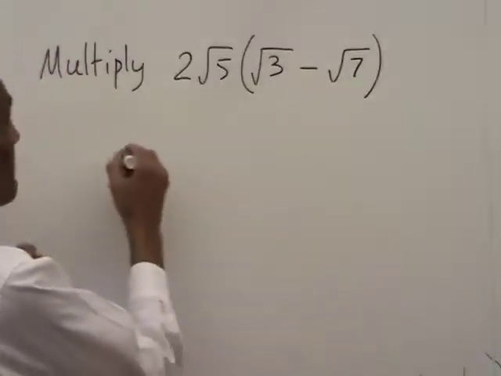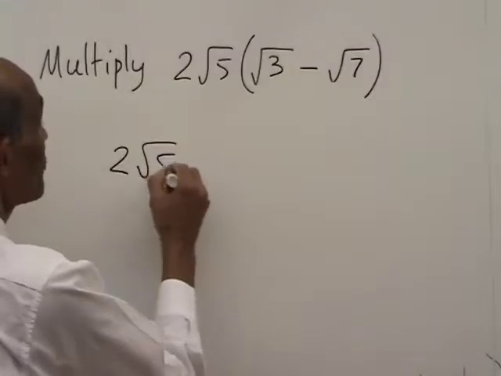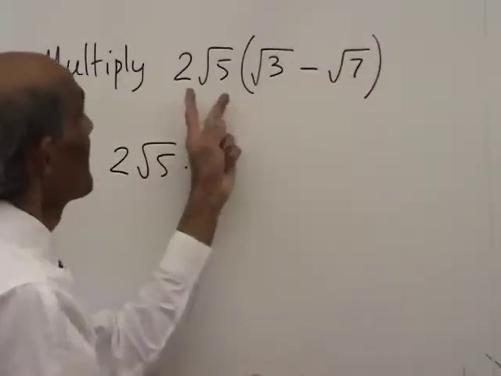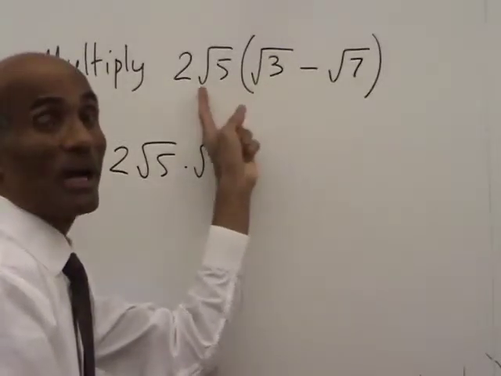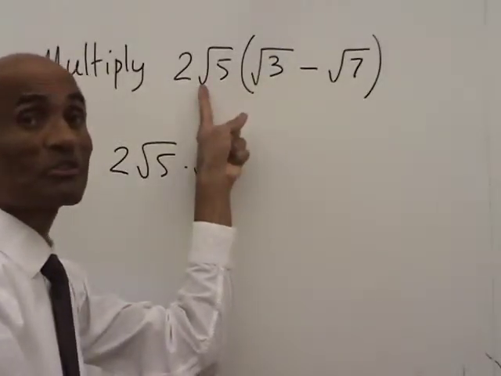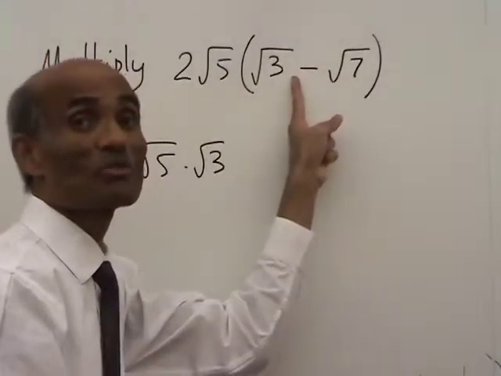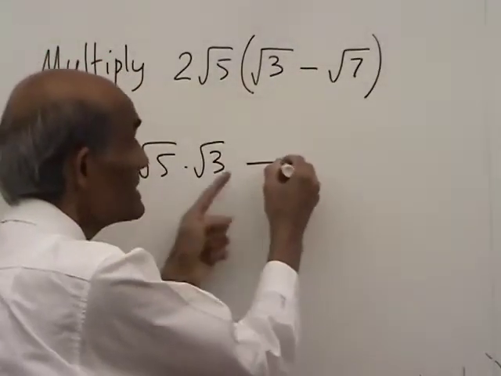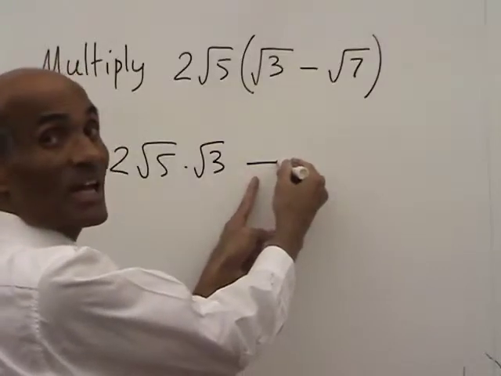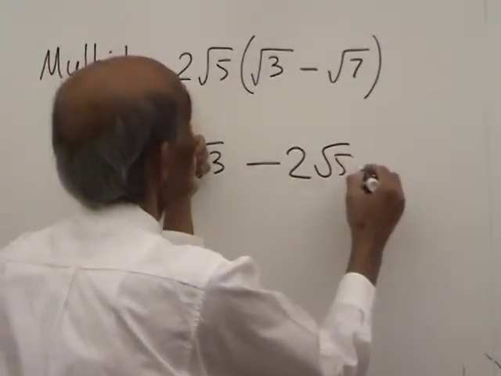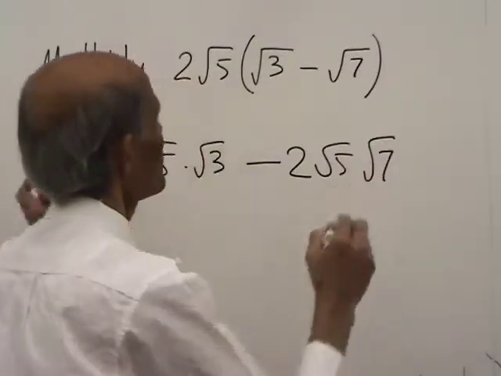So, it will become 2 square root 5 multiplied by square root 3. That's the first term. And now you are multiplying positive 2 square root 5 by this negative square root 7. The answer will be negative. So I'm going to put that negative sign here. Minus 2 square root 5 times square root 7.